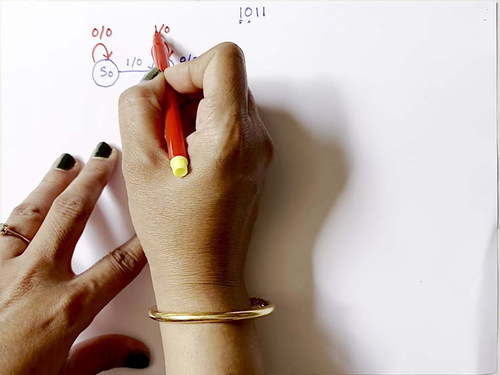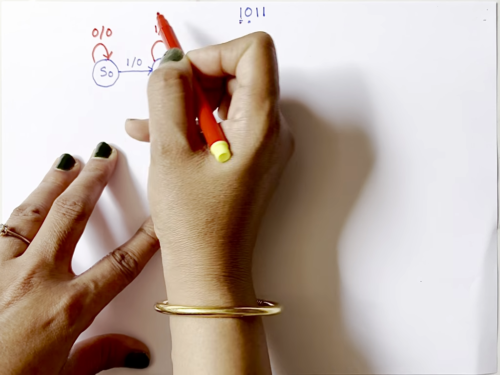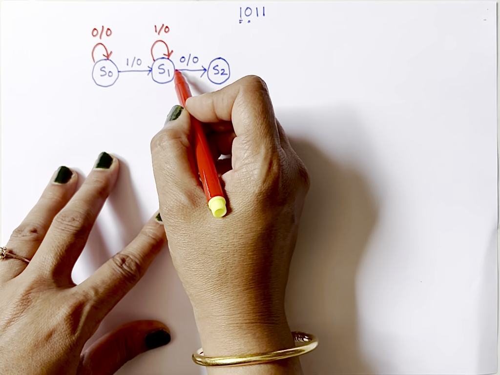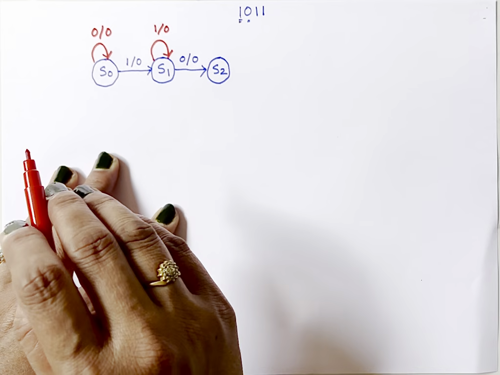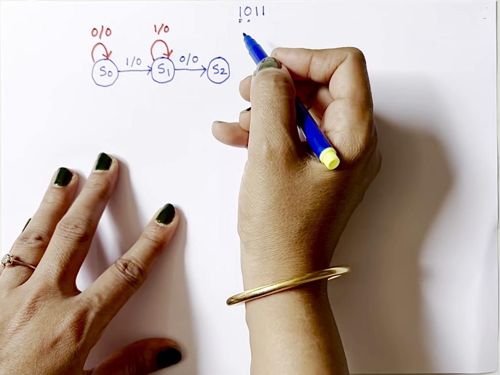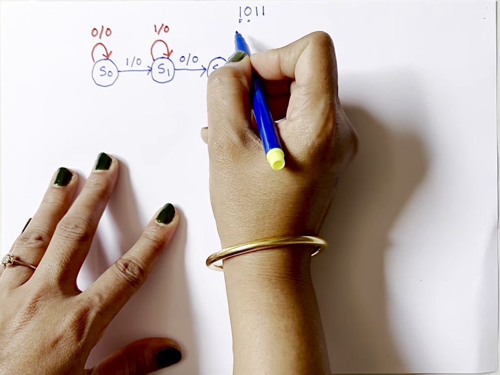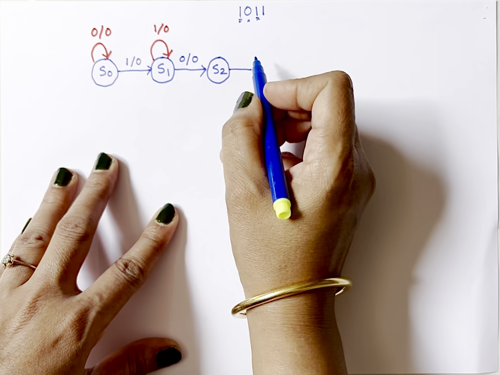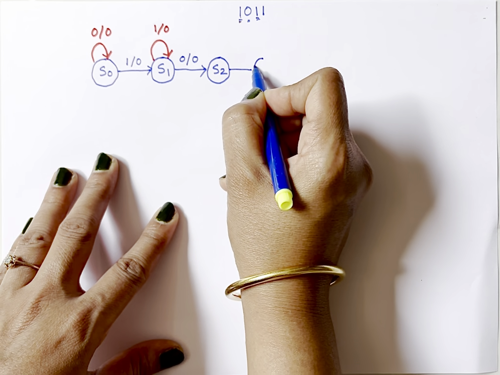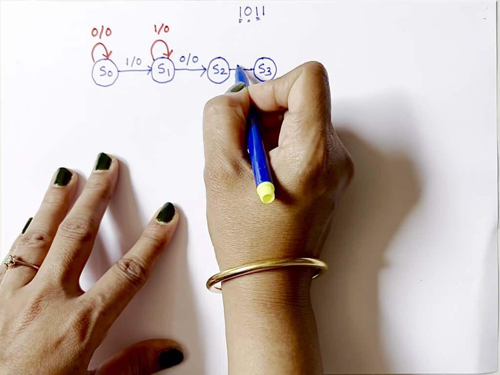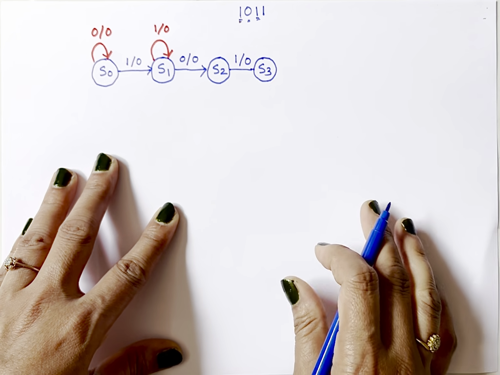Here, 1 slash 0: the left-hand side of this slash is the input and the right-hand side indicates the output. It is not like if a wrong bit comes, then it will remain in the same state. No, you'll get it after some time. So see here, if 0 comes, it will go to the next state. Next, the correct bit is 1. So if 1 comes, it will go to the next state, that is S3, and the output is 0.